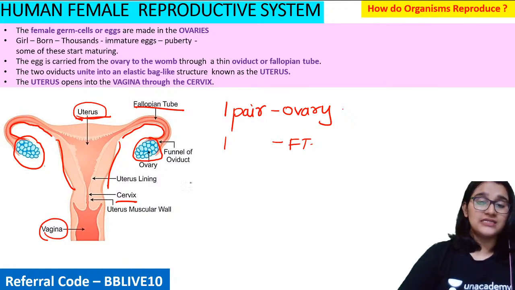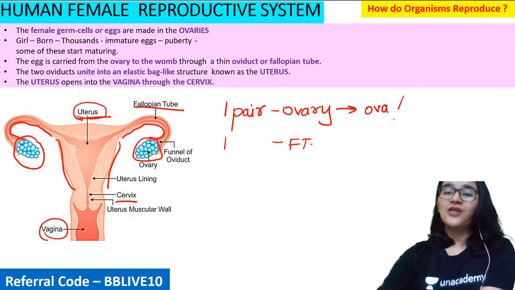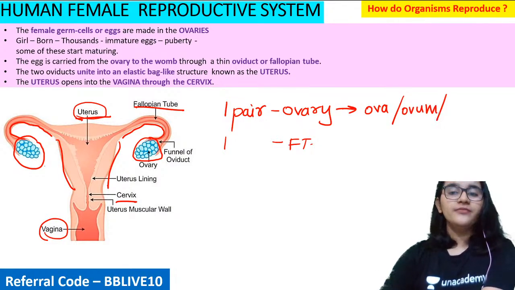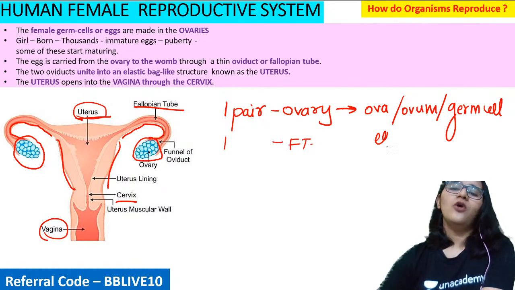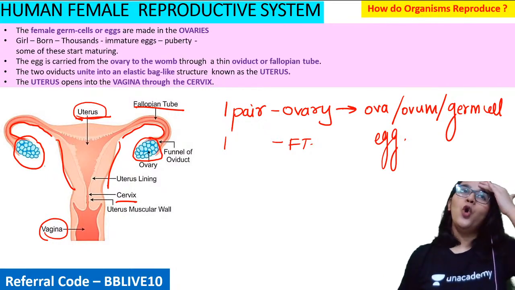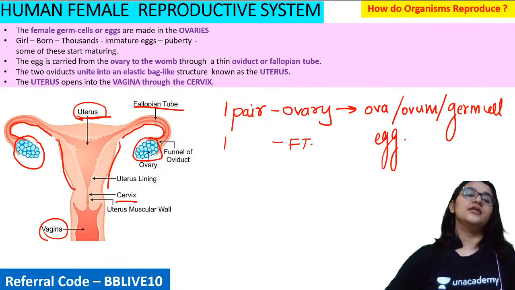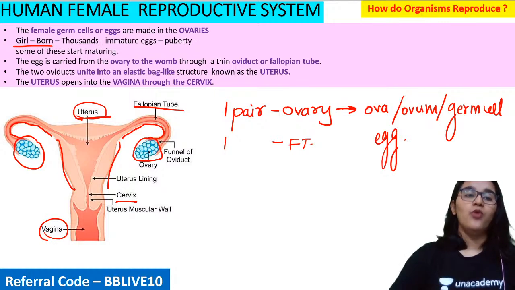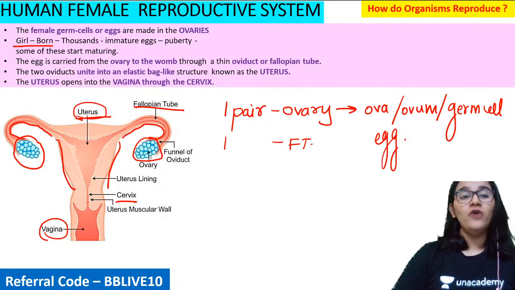But the question is, inside the ovary we have the female germ cells, which are called the ova, the ovum, or what else? Absolutely, the germ cell, popularly also called the eggs. Now, are these eggs produced only when a girl hits puberty? The answer is absolutely not. Why? Because they are already present when a girl is born. Thousands of immature eggs are already present inside the ovary.